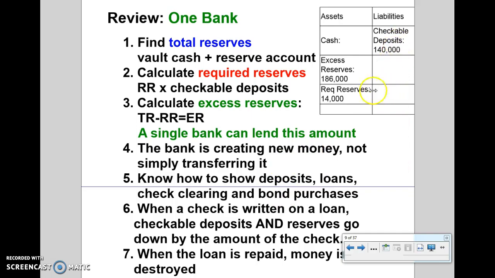And so, another thing to note on the T-chart is that when something happens on one side, it must happen on the other. So when deposits happen, if somebody were to deposit, for example, an initial $5,000, that would also be credited on this side. So now all of a sudden we have $5,000 that would flow into the reserves. This would add to checkable deposits, bringing us up to $145,000. Our required reserves would go up to $14,500, but our excess reserves would also increase.